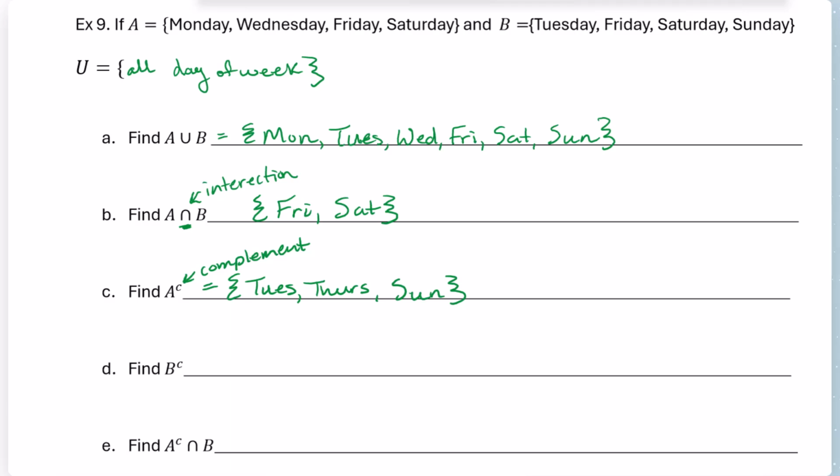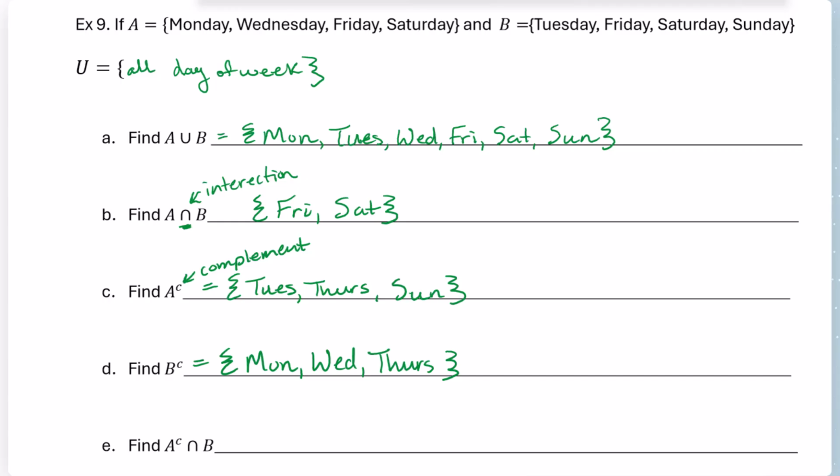B complement next would be what's not in B. So days of the week, B does not have Monday. It does have Tuesday. It does not have Wednesday. Set B does not have Thursday, but it does have all the other days. Set B has Friday and Saturday and Sunday.